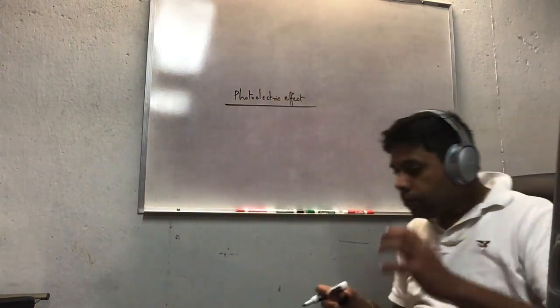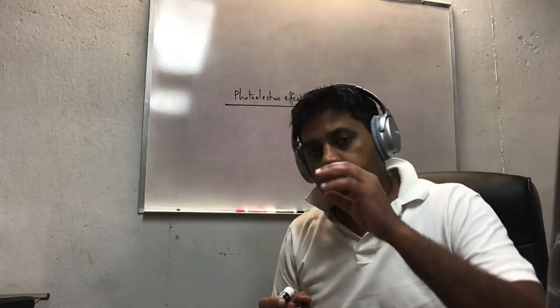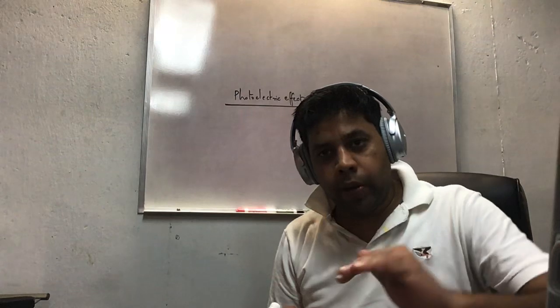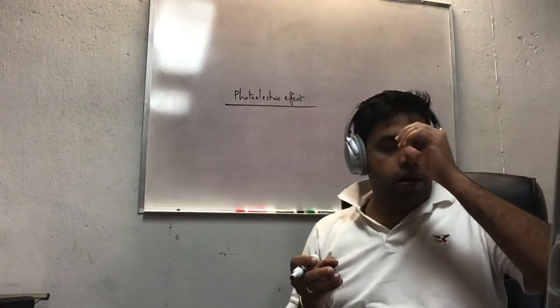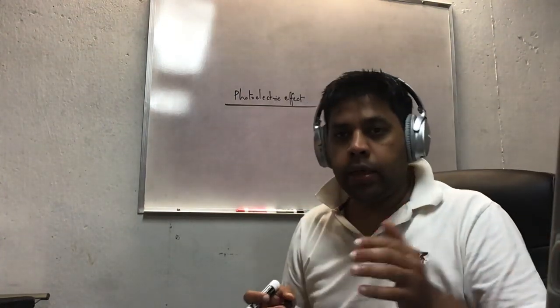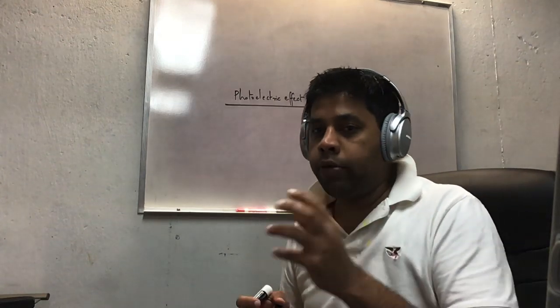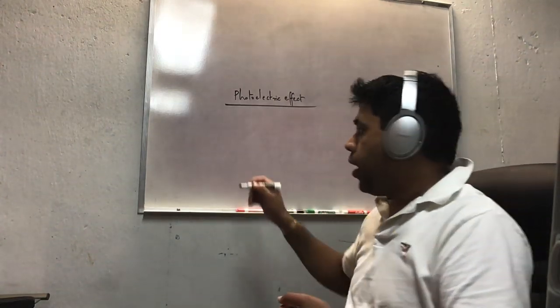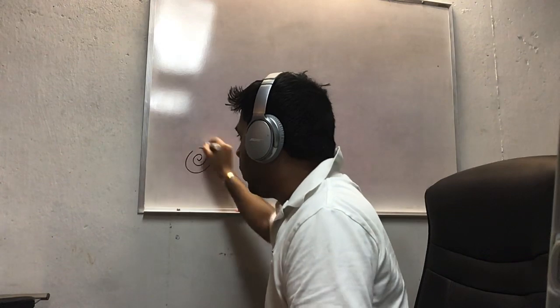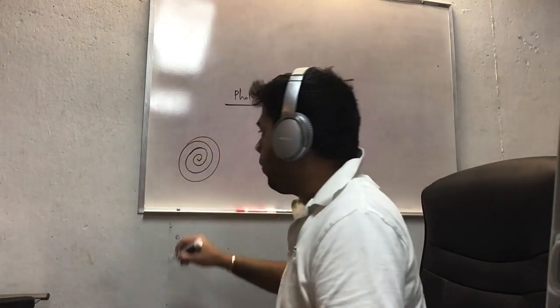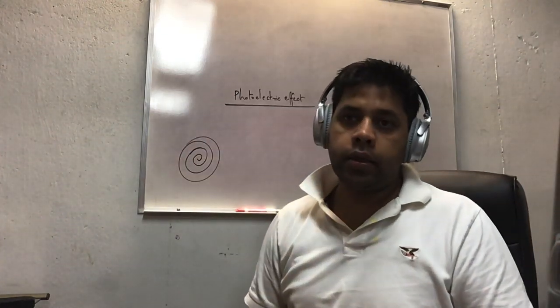Now, according to classical physics, light was in the form of a continuous wave. Then Max Planck did the black body radiation experiment, where he took a black coil. Have you heard of the black coil experiment?